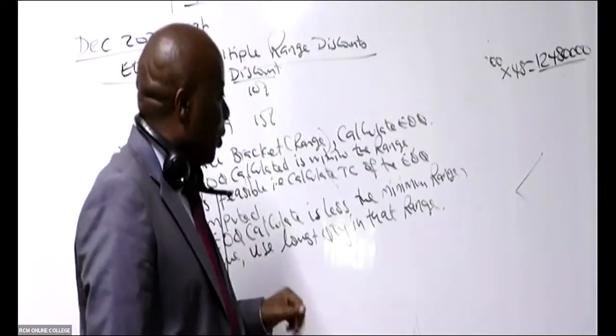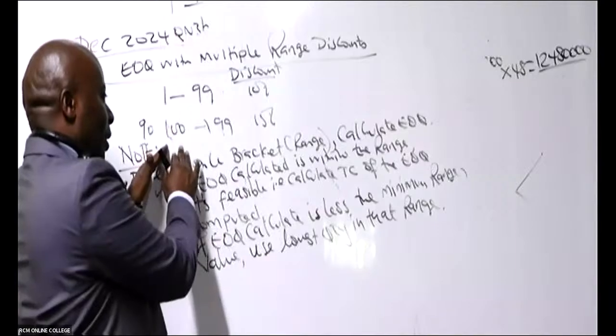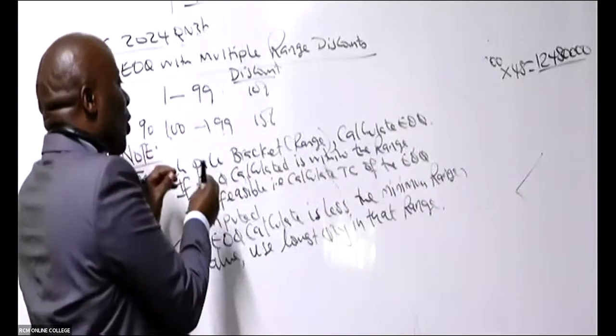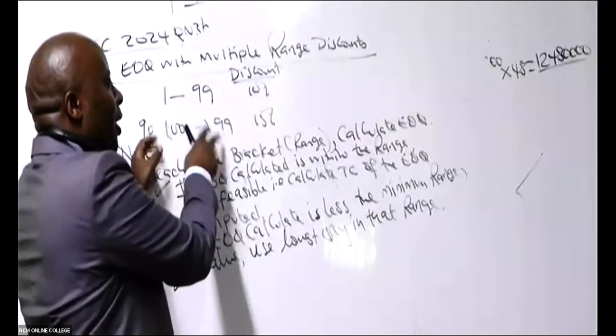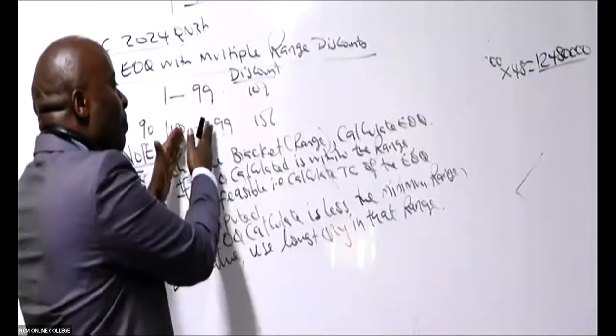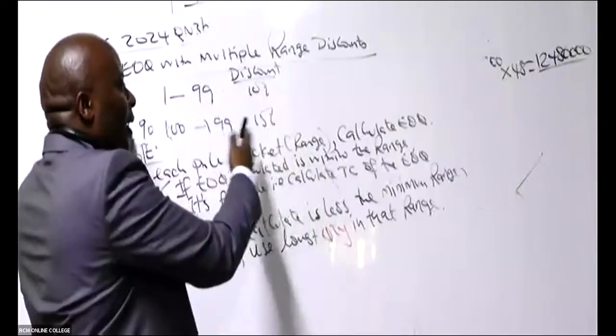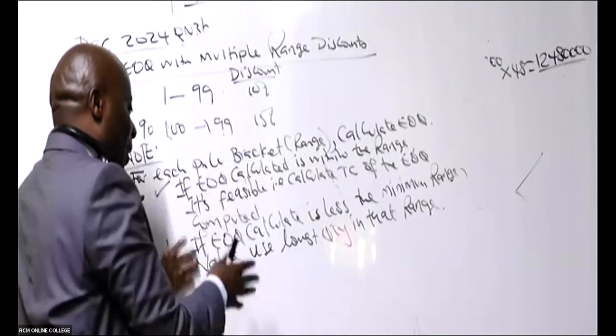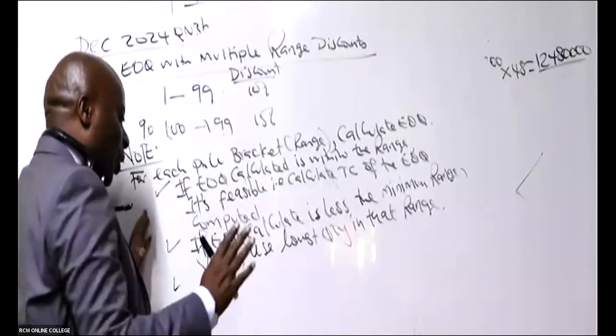You ignore. So if you're using this range again, you are computing EOQ and get 240. Where is 240 in this class? It's outside. It's bigger than this. So if it's too big for the range, you ignore that one.